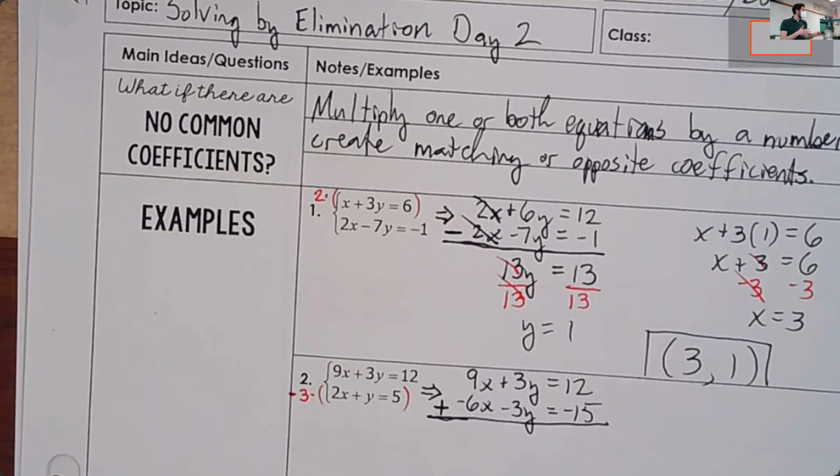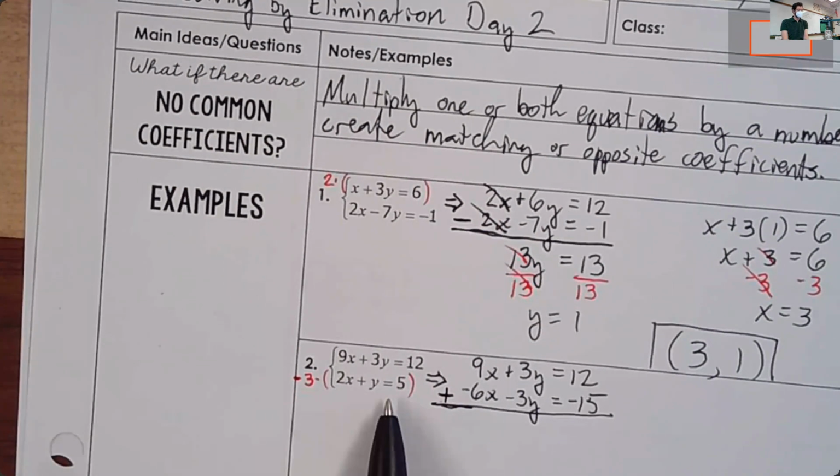And so if you prefer to add every time, just make sure that you end up with opposite values. And so sometimes you multiply by a negative, sometimes you multiply by a positive. If it doesn't matter to you, if you're adding or subtracting, then you could just multiply this by 3 and subtract the two equations. So if we keep working through this, we get 9 plus -6, which is 3.